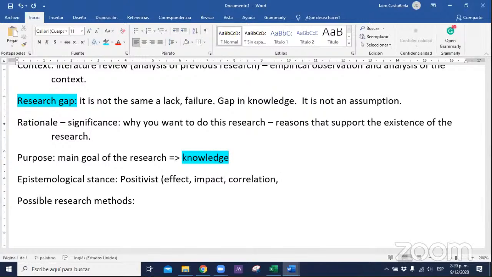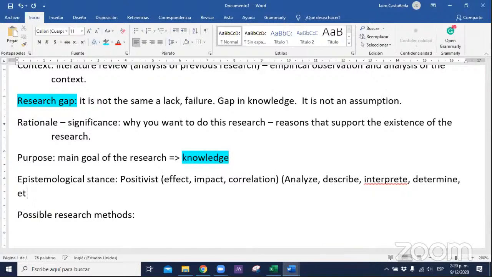Yeah, but I am talking about epistemological stance with some words. Now, verbs for the objectives could be whatever: analyze, describe, interpret, determine, etc. So it could be whatever, anyhow.